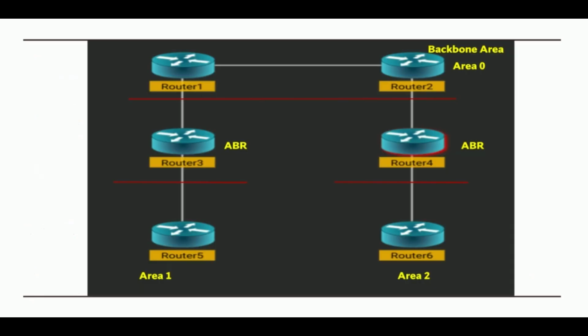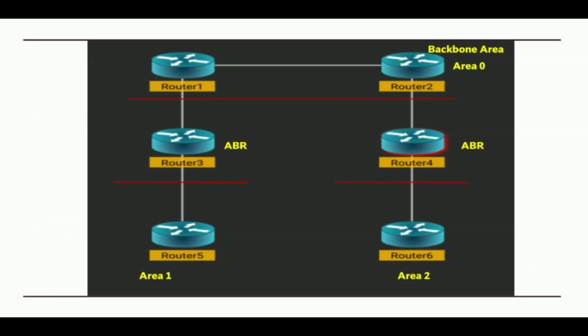We have divided the network into 3 areas here. One is the backbone area, Area 0, the other is Area 1, and the third area is Area 2. We have just taken one router into Area 1 and 2 for simplicity. Routers 3 and 4 connect the non-backbone areas to the backbone area. They are called ABR, Area Border Router.